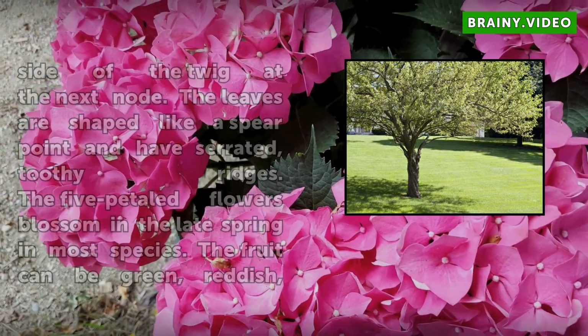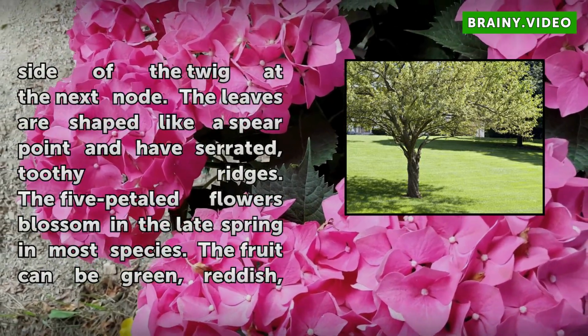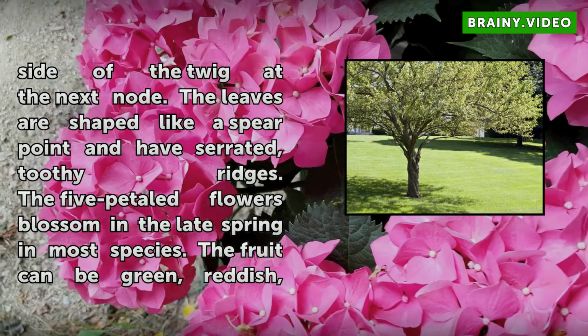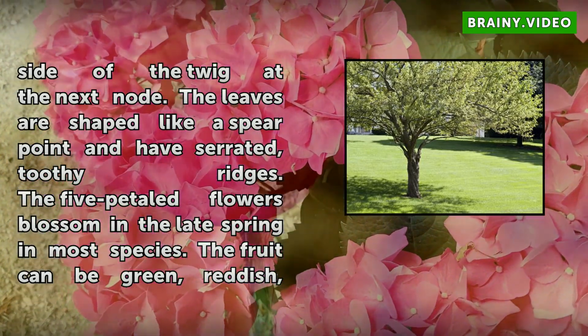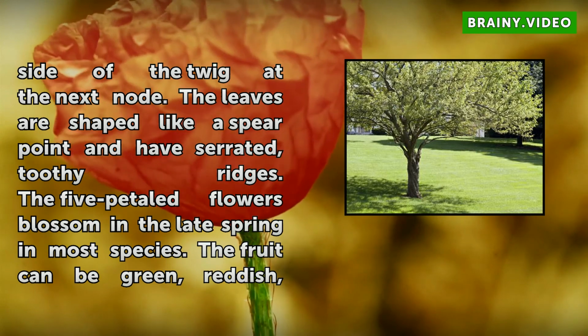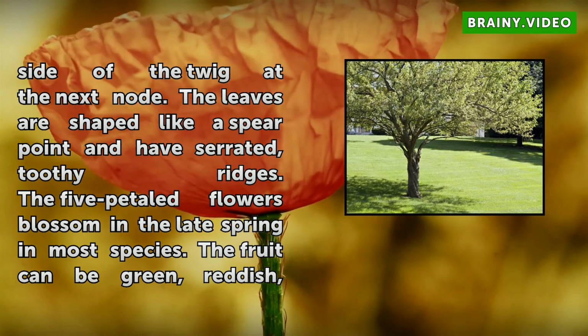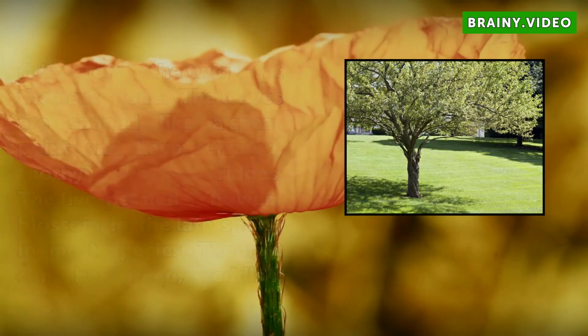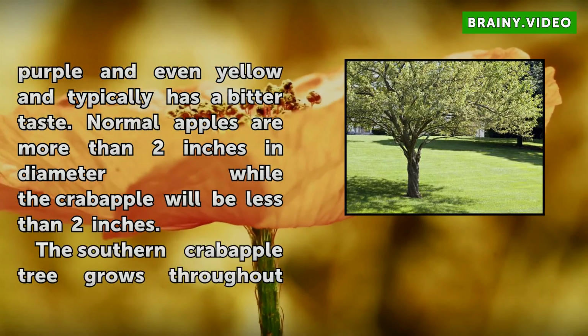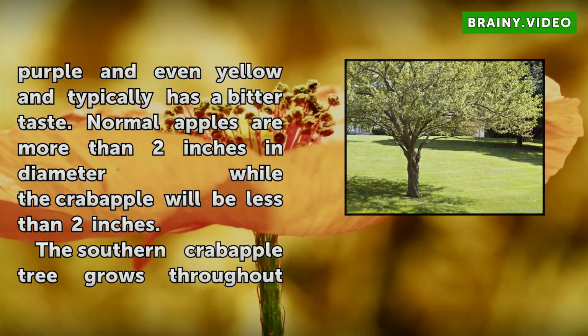The leaves are shaped like a spear point and have serrated, toothy ridges. The 5-petaled flowers blossom in the late spring in most species. The fruit can be green, reddish, purple and even yellow and typically has a bitter taste. Normal apples are more than 2 inches in diameter while the crabapple will be less than 2 inches.